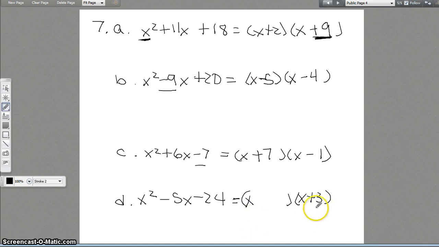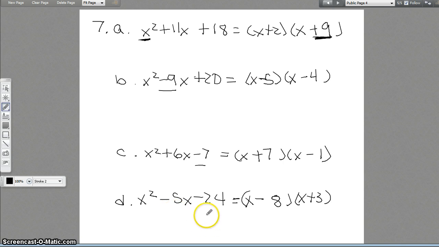Now they gave us a 3 at the end here. What do we have to multiply by 3 to get a negative 24? Well, we know it has to be a negative number because only a negative number times a positive number can give us a negative. What do we have to multiply by 3 to get a negative 24? Well, that's going to be a negative 8. And now we have to make sure that negative 8 plus 3 equals our middle term. Negative 8 plus 3 is a negative 5, so that works.